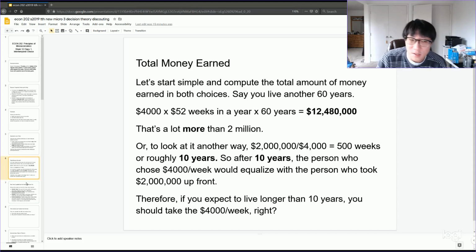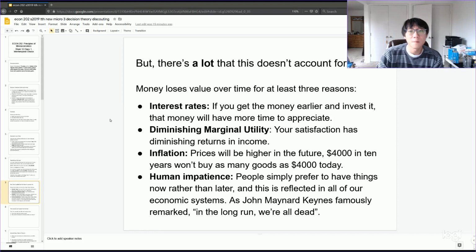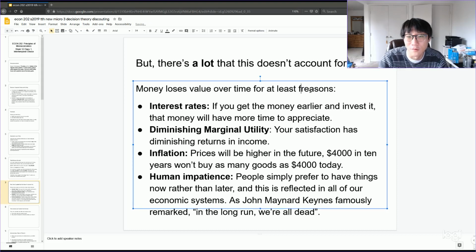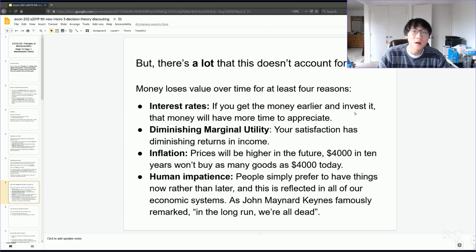But this explanation doesn't take into account many things, because money over time loses value for at least 4 reasons. The first reason is interest rates. If you get the money earlier, you can invest it at the prevailing interest rate, and that money will have more time to appreciate. This is a significant effect. We'll be talking about this in a lot more detail. The second reason is diminishing marginal utility. As I mentioned before, your satisfaction has diminishing returns in income. Your utility function has diminishing returns. So this can change the math a little bit, and you'll see how.